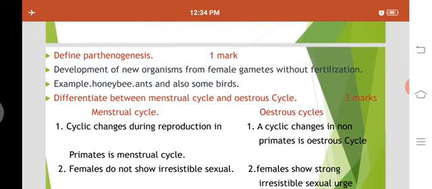That is, define parthenogenesis. Okay, repeatedly they have asked this question for 1 mark.